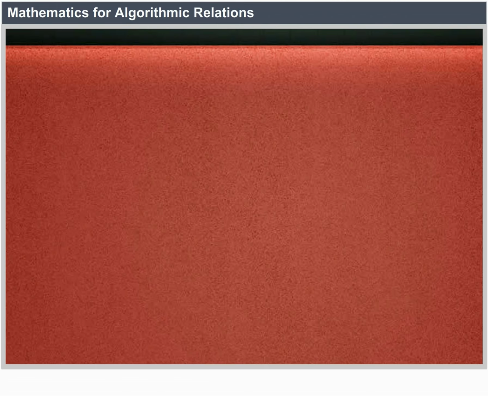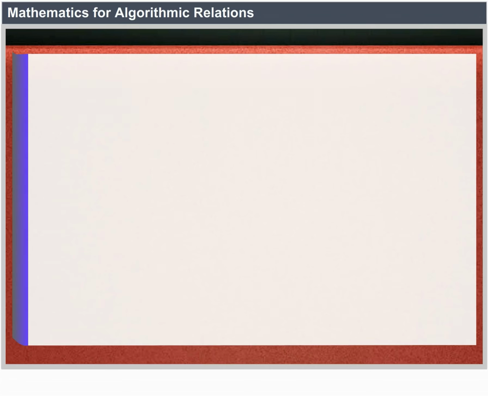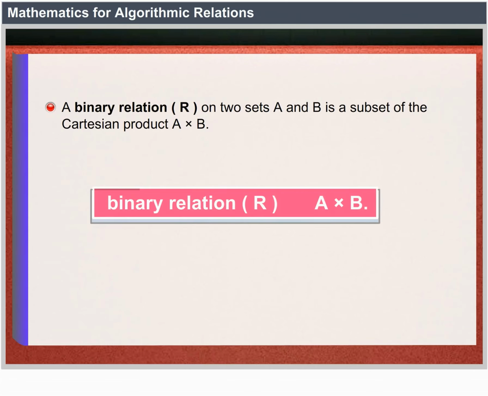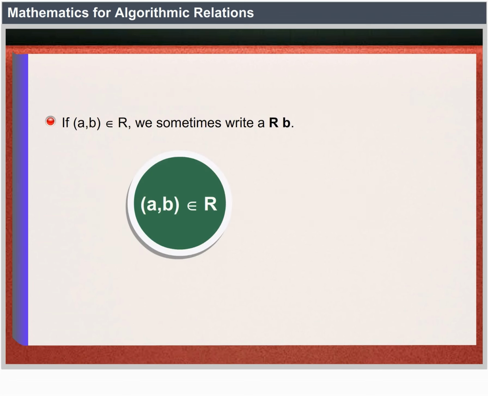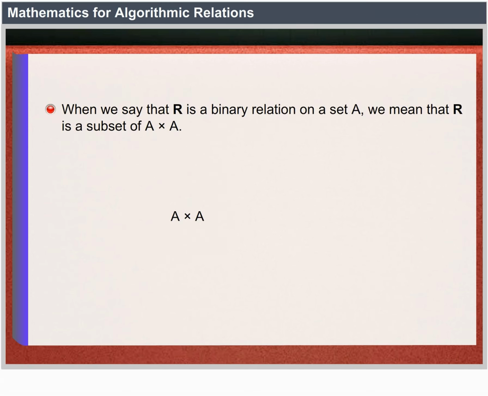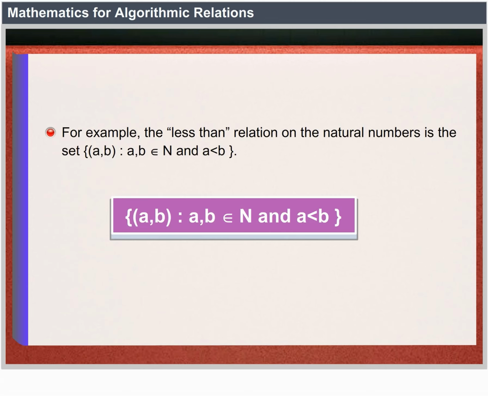Mathematics for algorithmic relations. A binary relation R on two sets A and B is a subset of the Cartesian product A × B. If (a, b) belongs to R, we sometimes write a R b. When we say that R is a binary relation on set A, we mean that R is a subset of A × A. For example, the less-than relation on the natural numbers is the set {(a, b) such that a, b ∈ N and a < b}.